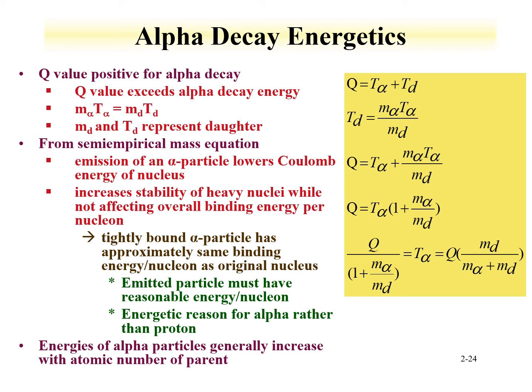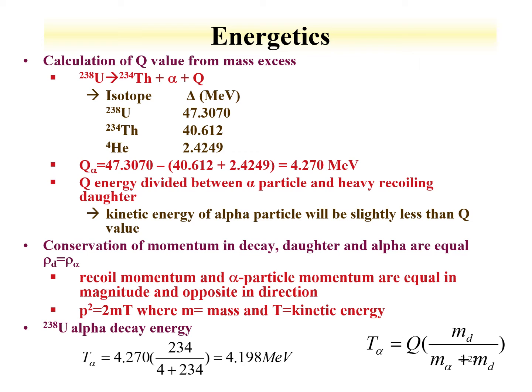From the semi-empirical mass equation, we know that the emission of an alpha particle lowers the Coulomb energy of a nucleus. This increases the stability of heavy nuclei while not affecting the overall binding energy per nucleon, because an alpha particle is emitted, and if you remember from the figure of the binding energy versus A, alpha particles have very high binding energies.